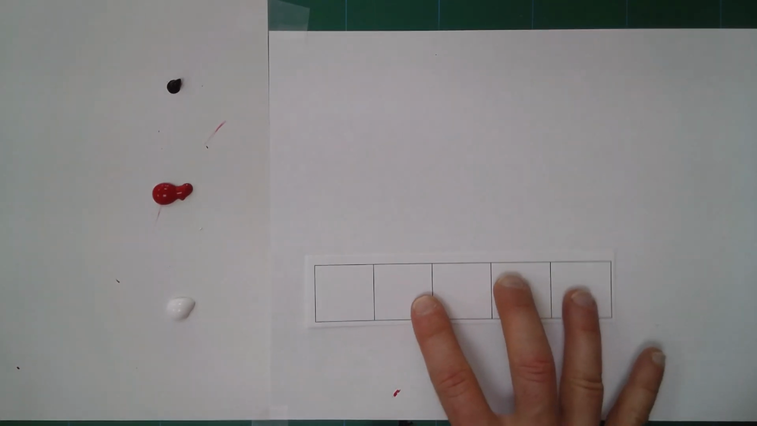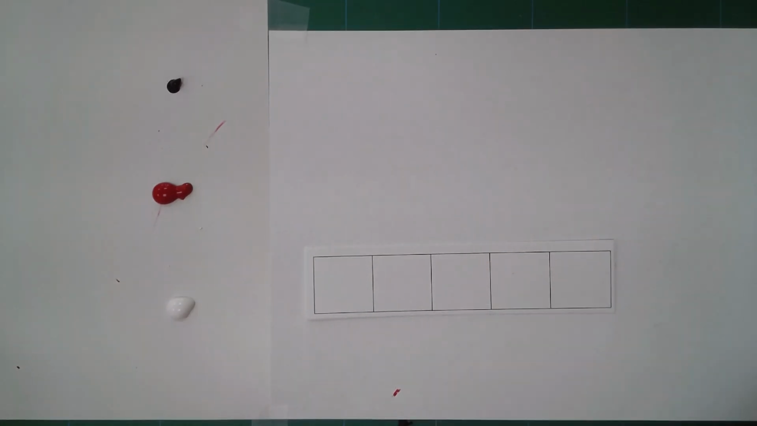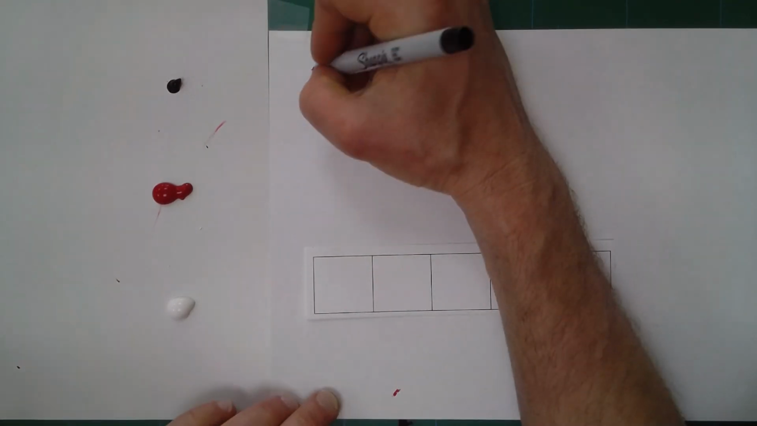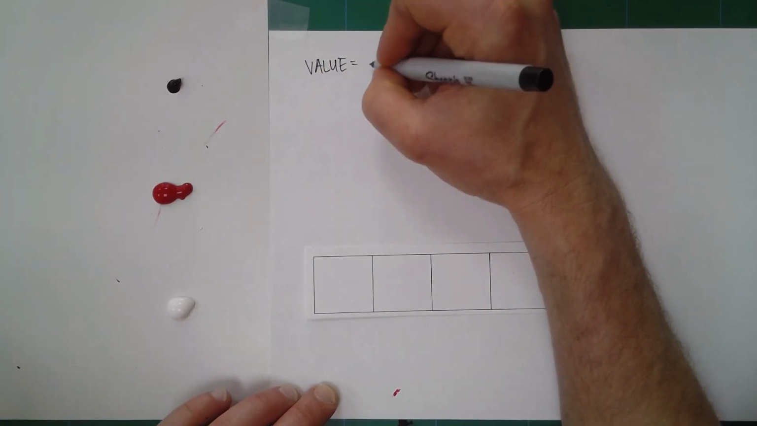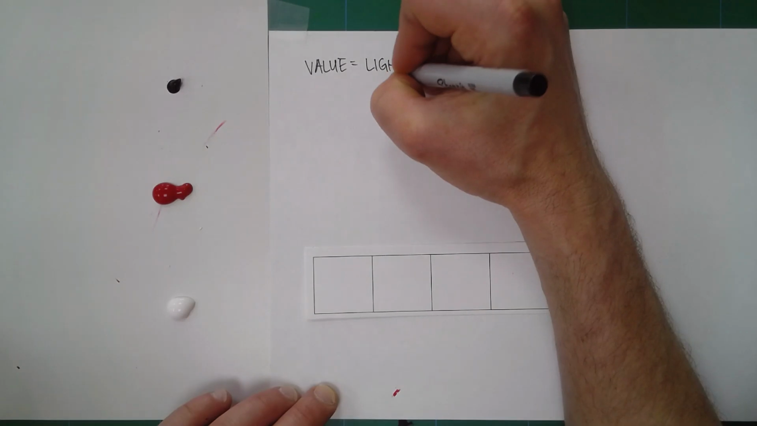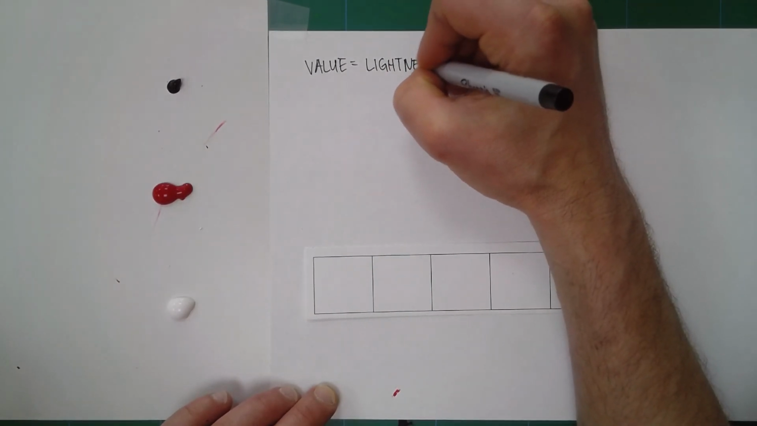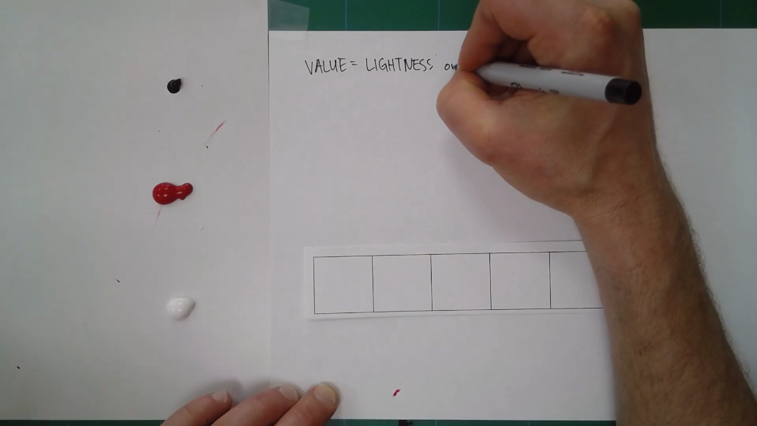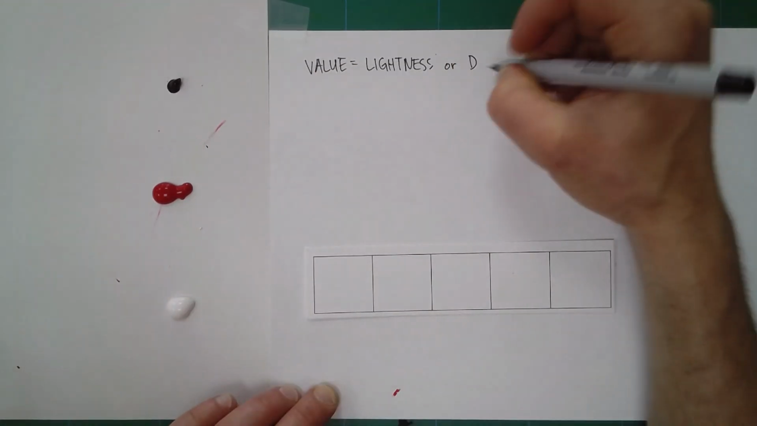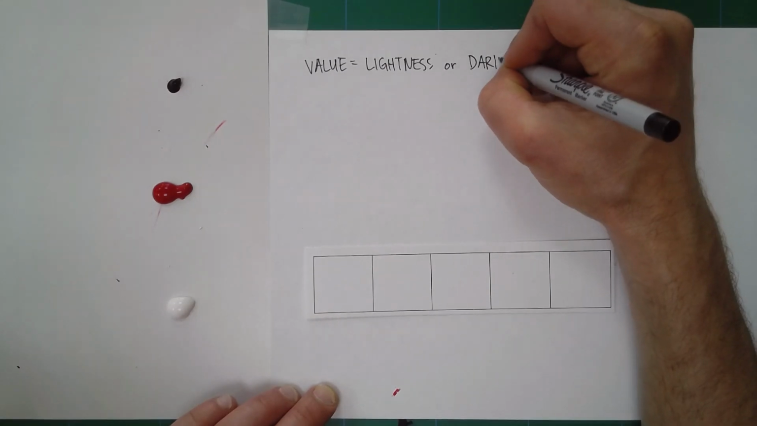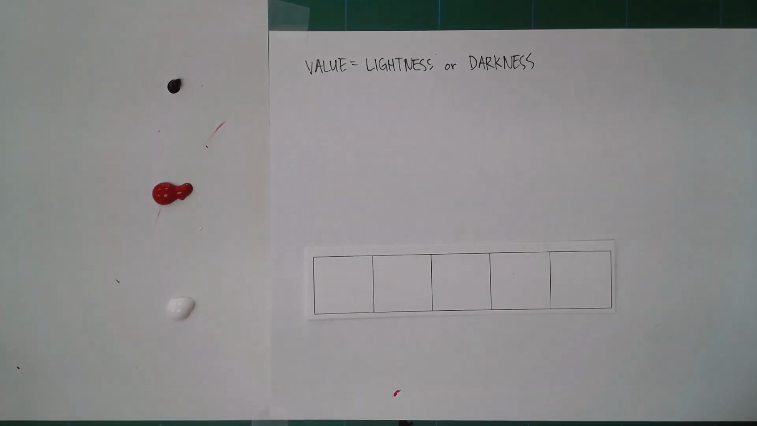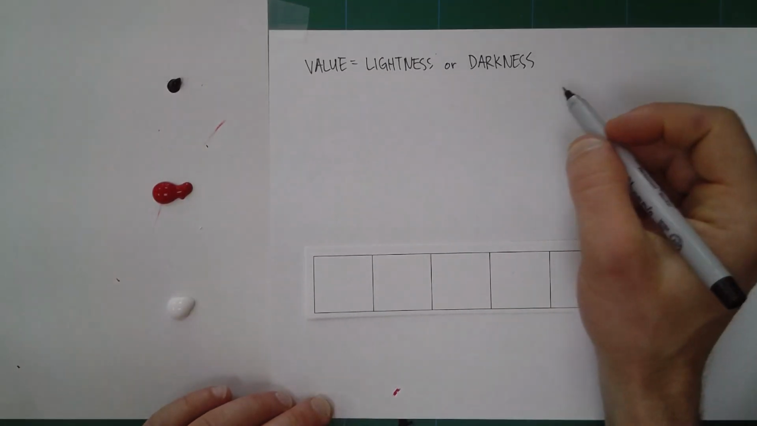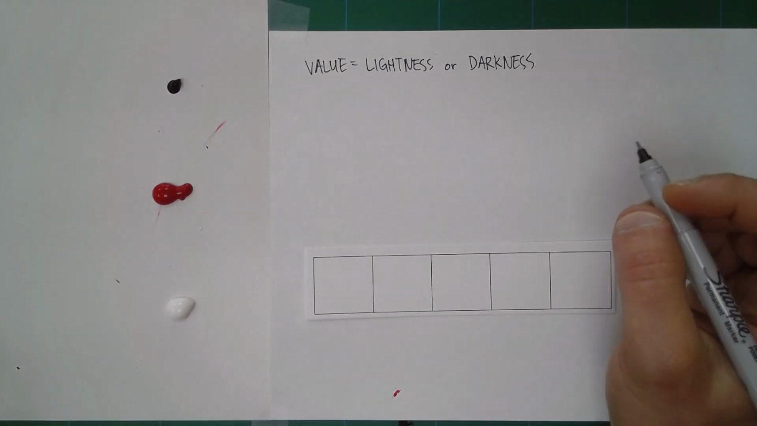Today we're going to learn how to create different values in paint. Value just means the lightness and darkness of a color, and that just means that it's a color mixed with either black or with white. If you notice, I've already got out here red, and that's what I'm going to be using for today. So lightness or darkness of a color is value.